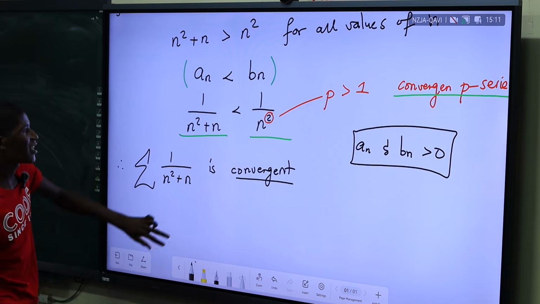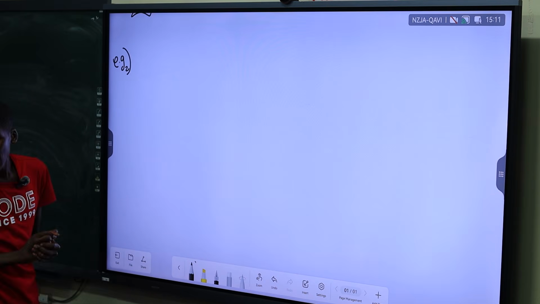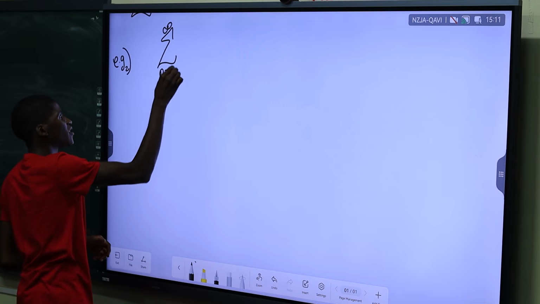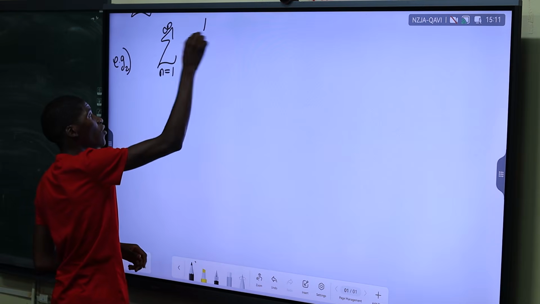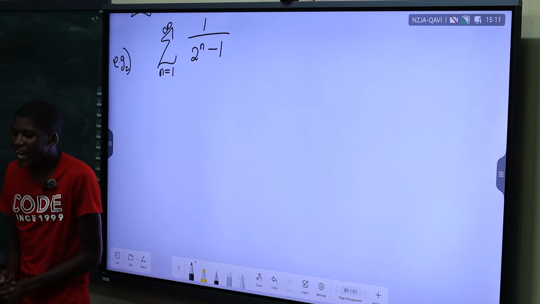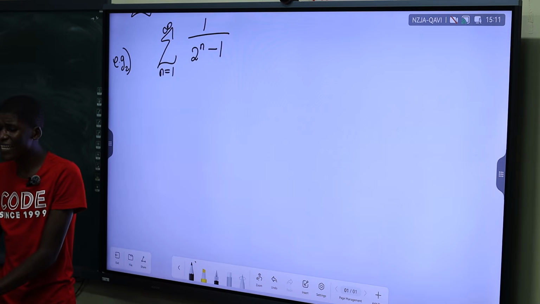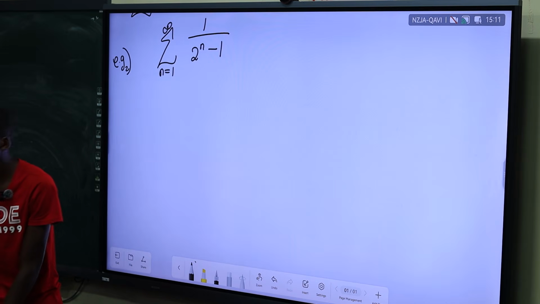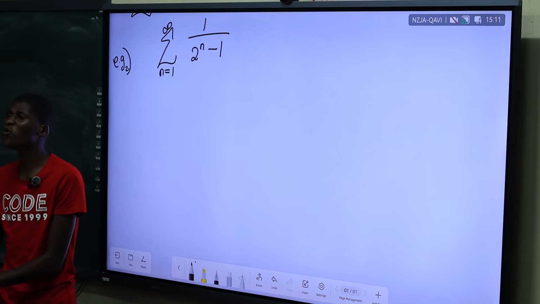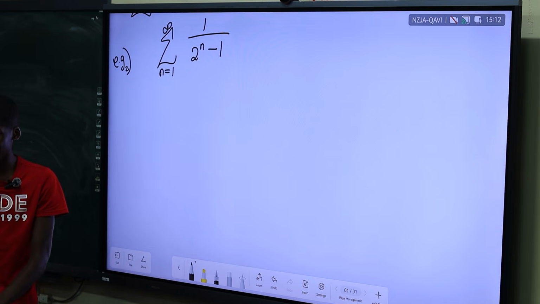So let's do another example, just to make sure that we cement the comparison test rule. If we have the infinite series from n equals 1 of 1 over 2 to the power of n minus 1, you try to strategize. We have series tests, we could do the limit comparison test, or we are still going to do our ratio test, our root test. So how do you know which one to pick? I'm giving you hints. How do you know when to use the comparison test?